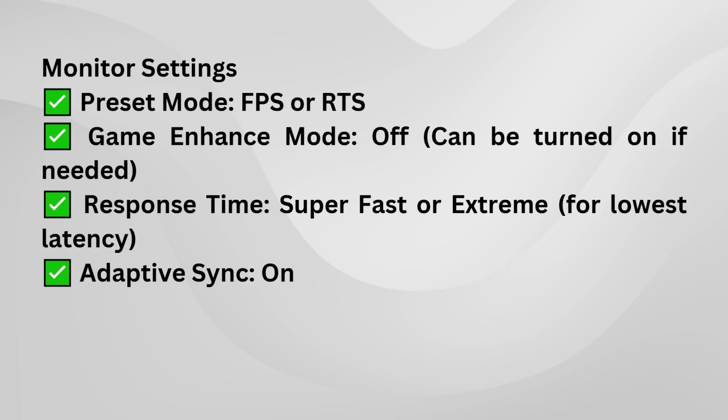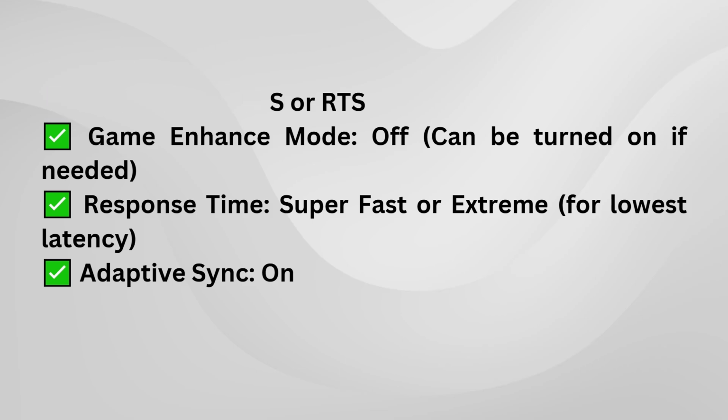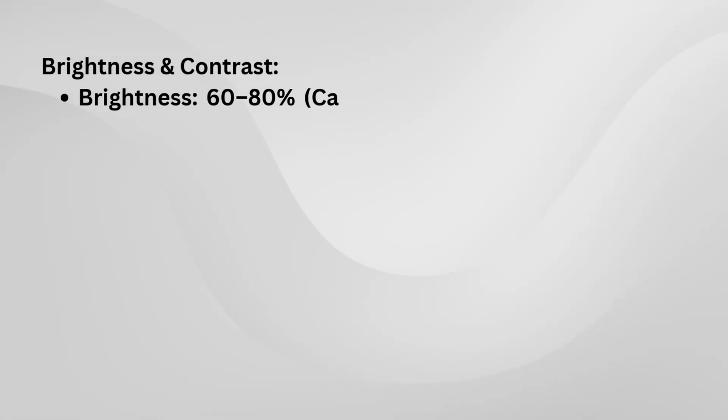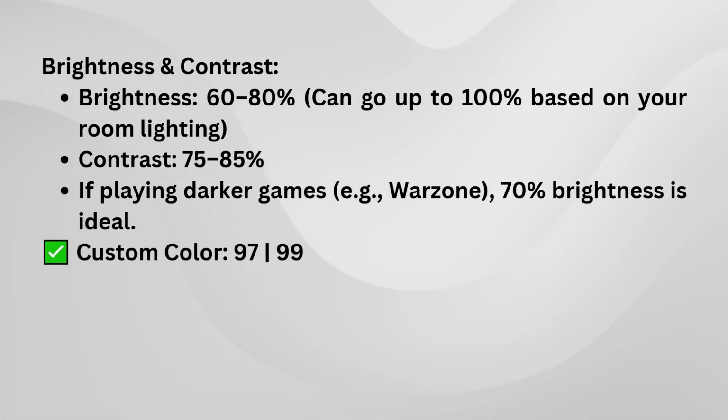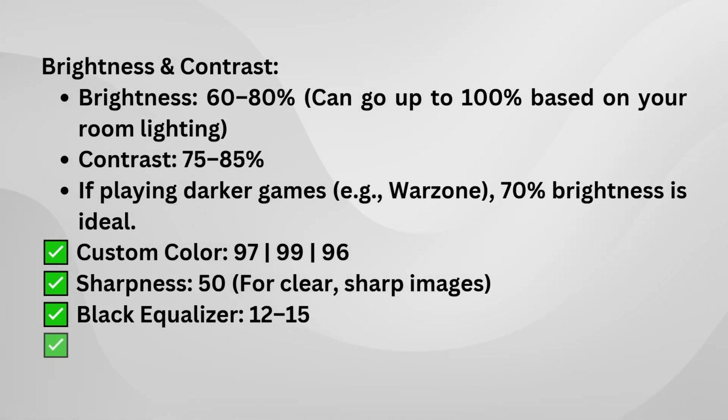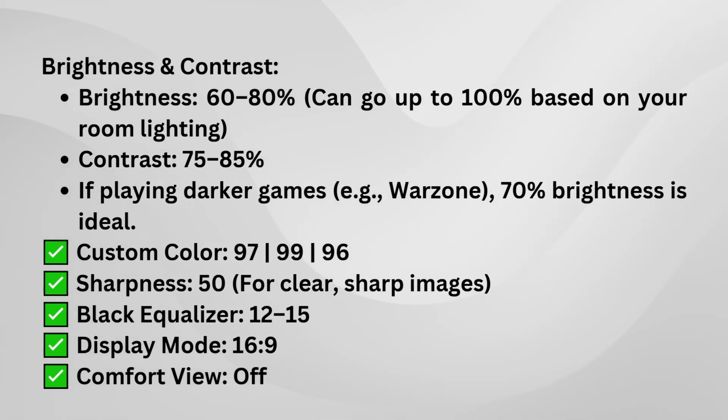When it comes to adaptive sync, make sure it's turned on to avoid any screen tearing during gameplay. As for brightness, I suggest setting it between 60 to 80%, but it really depends on your environment. If you're playing in a darker room or on a game that doesn't require too much brightness, 70% should be ideal. You can go up to 100%, but that might be a bit too much depending on your preferences.